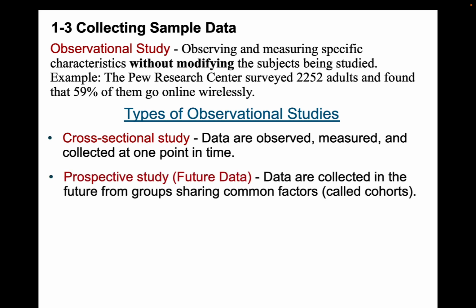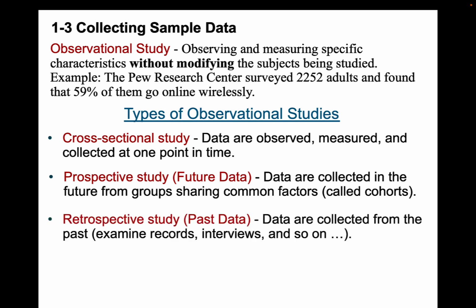You may want to think about, well, what's going to happen in the future? We want to see how our data looks, not right at this very second, but in the future. That would be called a prospective type of study. Data are collected in the future from groups sharing common factors called cohorts. So for example, if we called our particular class a cohort, because maybe we're trying something new, then we would look in the future to see how you guys are doing later in life based on what you did in that particular cohort. So it's a prospective study.